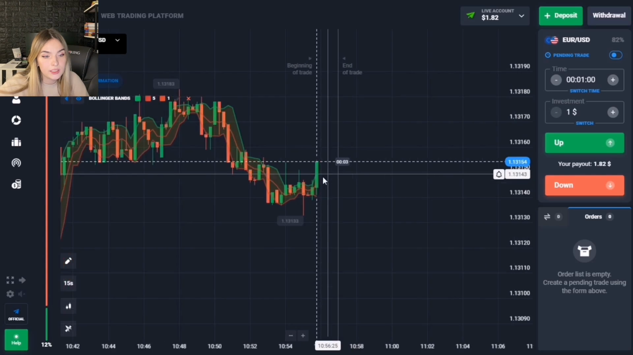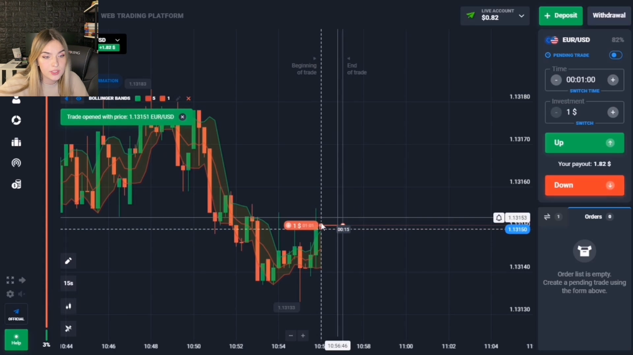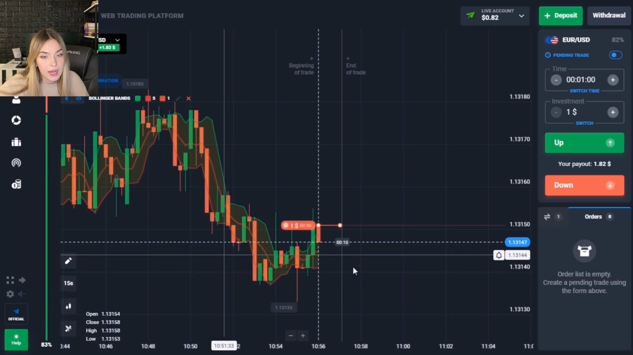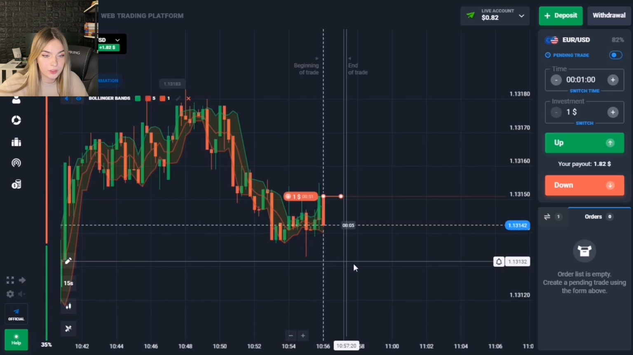So friends, look here. This is also a good impulse beyond the level. I suggest opening a deal for a downside. Since there were impulses here, the price went beyond our indicator. I think that in this situation there will certainly be a pullback. So friends, let's wait for the end of our deal.